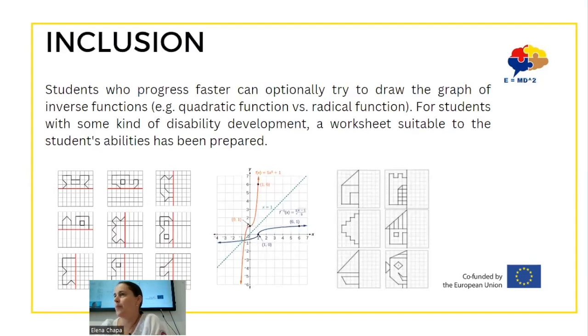Because our project is based on inclusion, we think that students who are gifted, who progress faster than the others, will have to draw the graph of the inverse function, this one in the middle, the quadratic function and the radical function, this one in the middle, to draw it symmetrical. While students that have some kind of disabilities have a worksheet suitable for their level of knowledge.